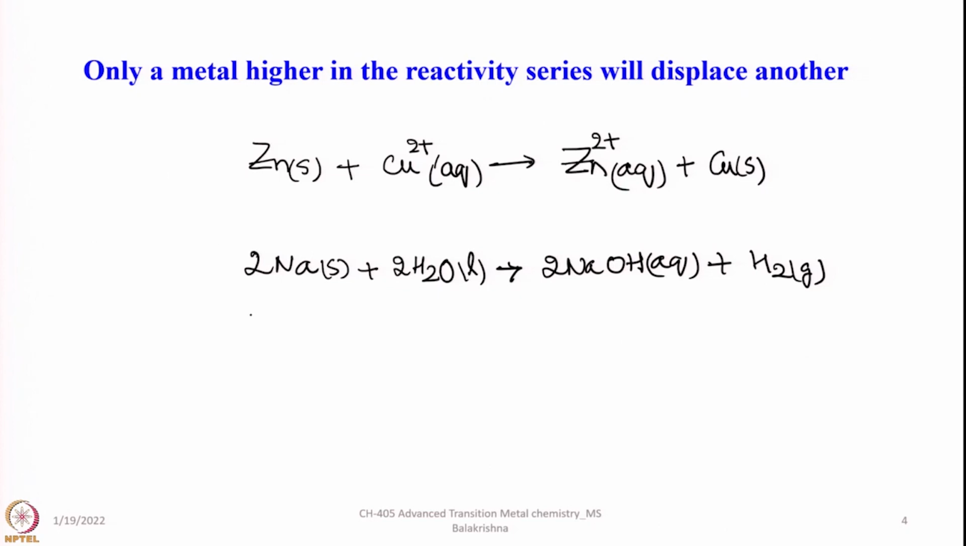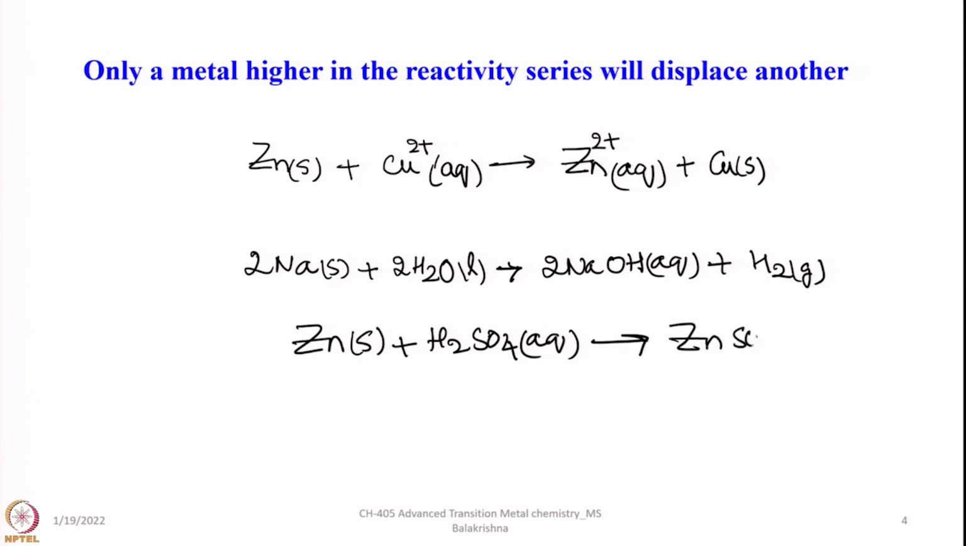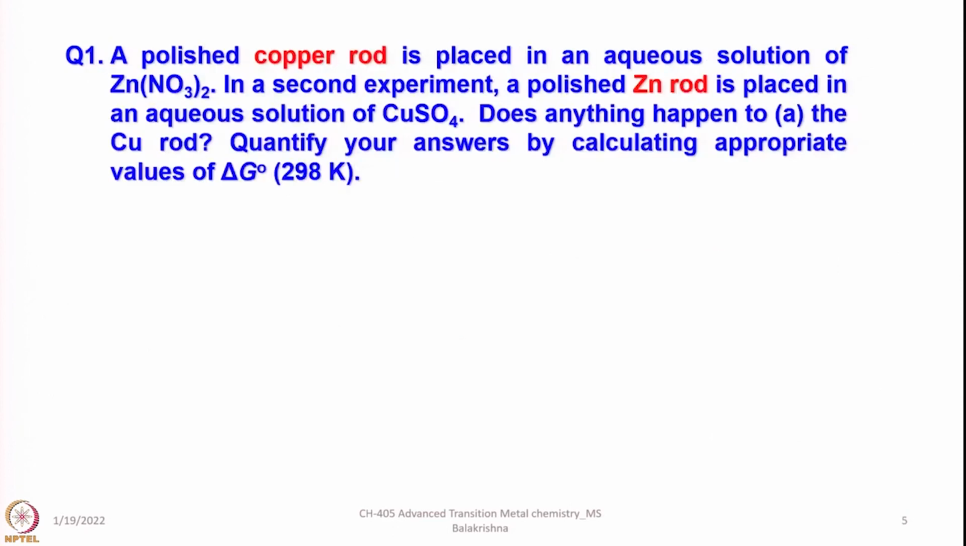Less active metals such as iron or zinc cannot displace hydrogen from water, but do readily react with acids and liberate hydrogen. For example, if you take zinc and treat it with sulfuric acid, it forms zinc sulphate plus H2 will be liberated. So, let us look into some problems related to these topics.